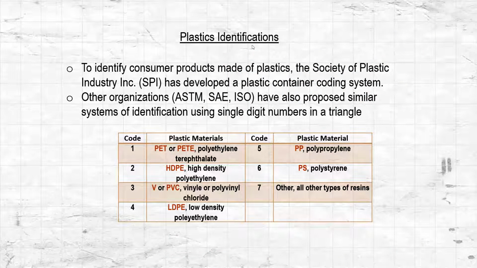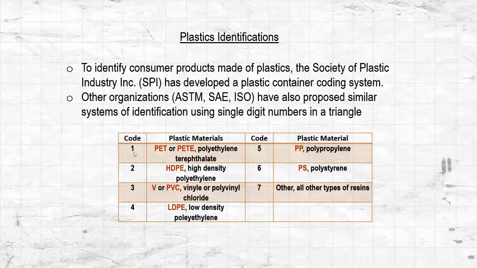Now, in terms of plastic identification, to identify consumer products made of plastics, the Society of the Plastics Industry Incorporated developed plastic container coding systems, although other organizations like ASTM, SAE, and ISO have also proposed similar systems of identification. It uses a single-digit number in a triangle. You would notice this usually at the bottom portion of plastic containers: a triangle, and in that triangle, there's a one-digit number.